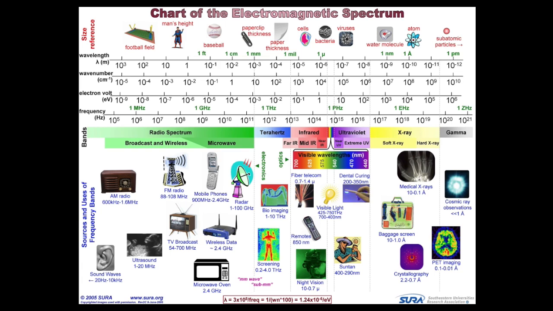Focus, however, on the lower left part of it, where you see radio spectrum, broadcast wireless and microwave. You see AM radio, sound, FM radio, television, mobile phones, radar, wireless data, microwave oven. That's where this whole conversation is taking place. As you continue to shift on the bottom half towards the right, you get into visual light, and then infrared, ultraviolet, X-ray, and gamma. So this is the spectrum, starting from sound, 20 hertz to 10 kilohertz, in the lower left corner, and going all the way into gamma radiation and beyond. This is a continuous energy spectrum.